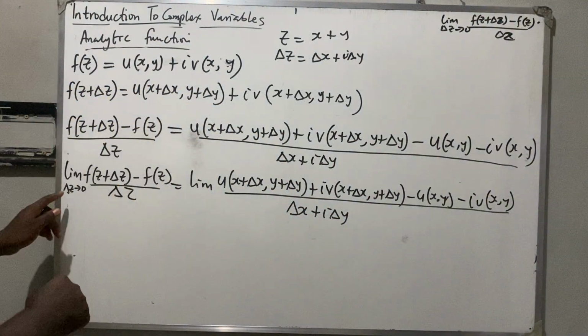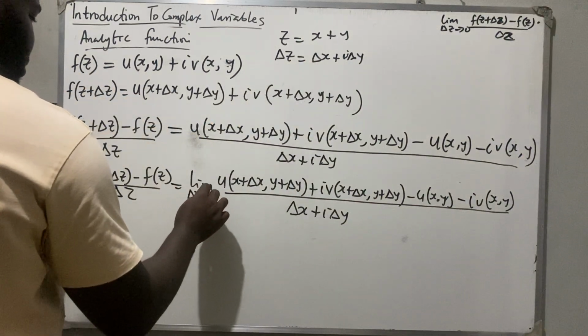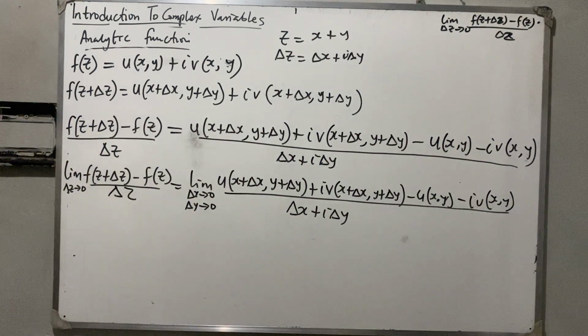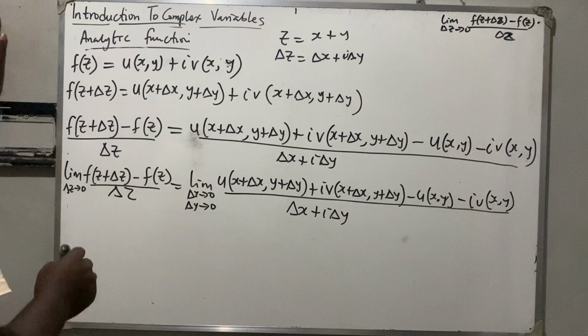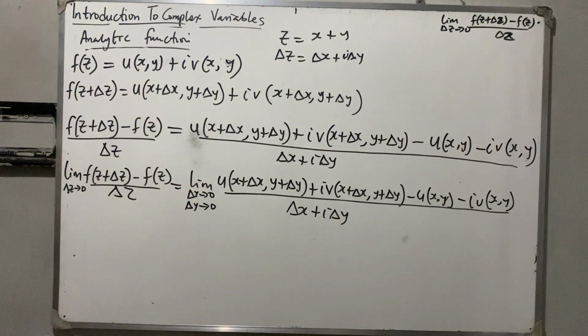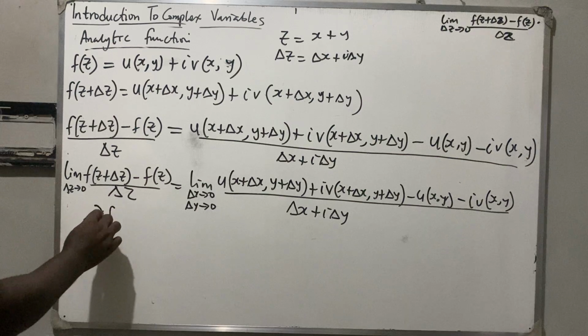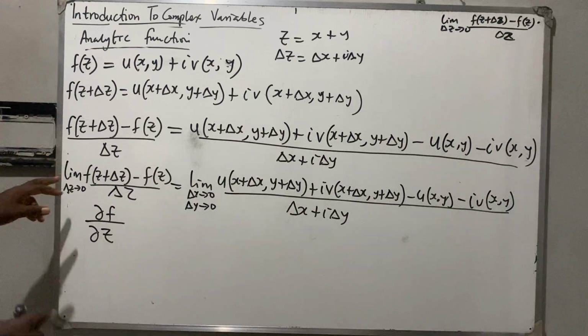So remember that the limit of this, I can change to these two: the limit as delta x tends to 0 and delta y tends to 0. So when we have these two things, we are good to go. The first one is to take the first limit, and then we'll take the second limit. So let's now take the limit as delta x tends to 0. If you're taking the limit as delta x tends to 0, you will see that all this place is the same thing as saying partial f over partial z.